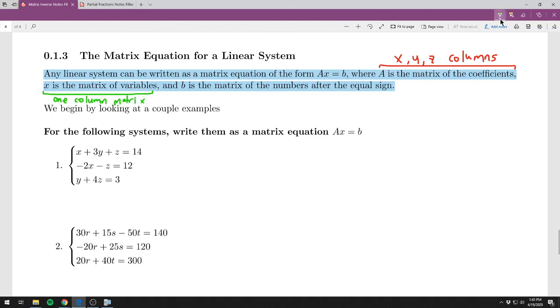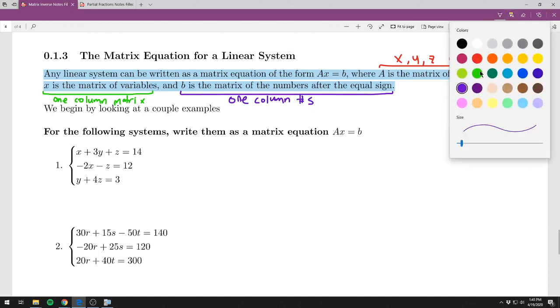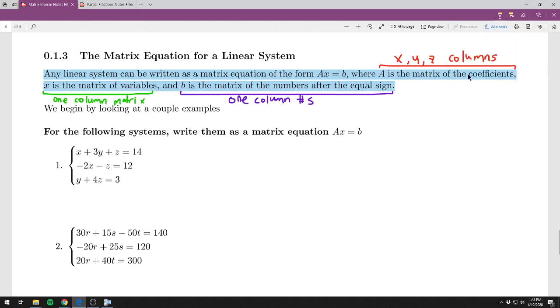And then b, lowercase b, because it's also one column. For whatever reason, if a matrix has one column or one row, we typically represent that with a lowercase letter. b is the matrix of the numbers after the equal sign, so this stuff over here. And these are just the numbers. All right, but once you do one, it's pretty quick. These first two here are just setting up. For the following systems, write them as a matrix equation AX equals B.